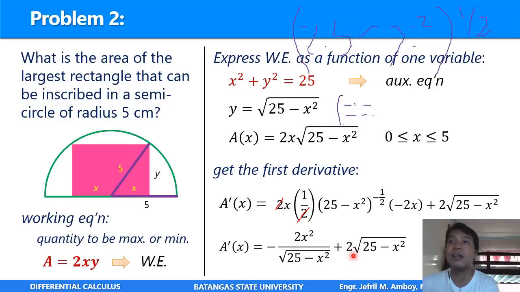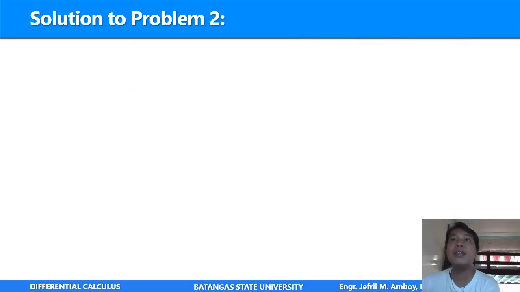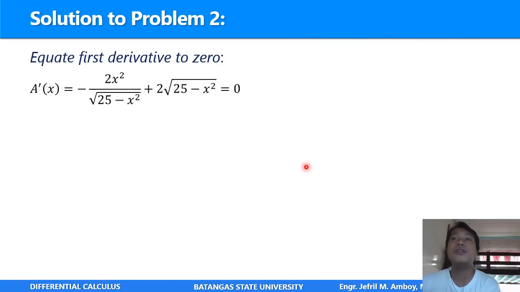Now, ano nang susunod natin gagawin? Remember that for the maximum and the minimum values of a function, the first derivative is always 0. Now, so i-equate mo lang ito sa 0. Okay? So in the next slide, i-equate natin ayan sa 0. Ito na yung itsura niya. Okay? So this is the first derivative. And equate natin sa 0.